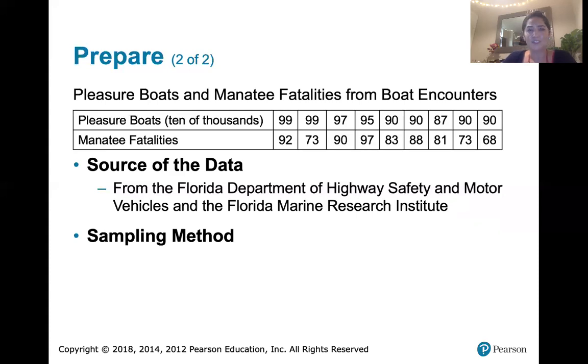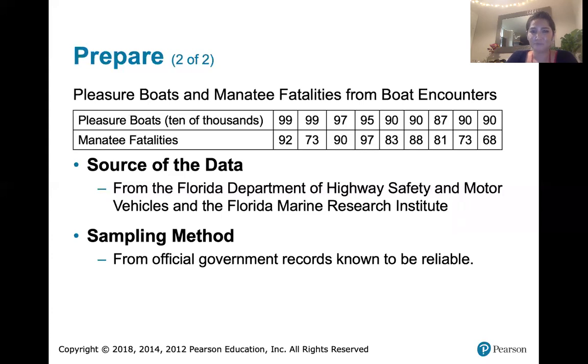And then we also want to consider the sampling method. And it says, from official government records known to be reliable. Well, if we know them to be reliable, then we can trust them. So that is preparing to conduct a study by considering the context, the source of the data, and the sampling method itself.